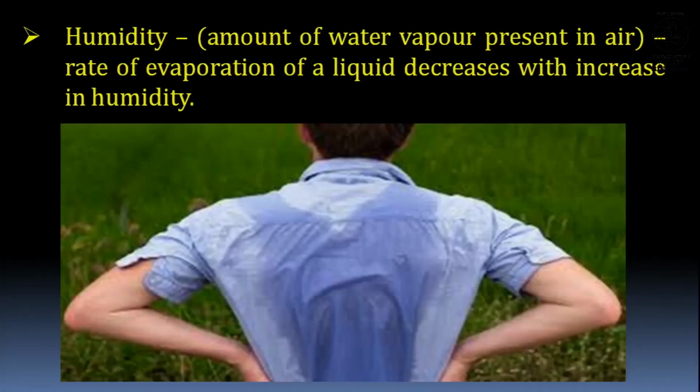Children, one more important factor is humidity. Now let me tell you what humidity is. It is the amount of water vapor that is present in the air. One more thing about humidity is that the air in the atmosphere has limited capacity to hold water vapor. It has a maximum limit up to which it can hold it. It cannot exceed that limit.